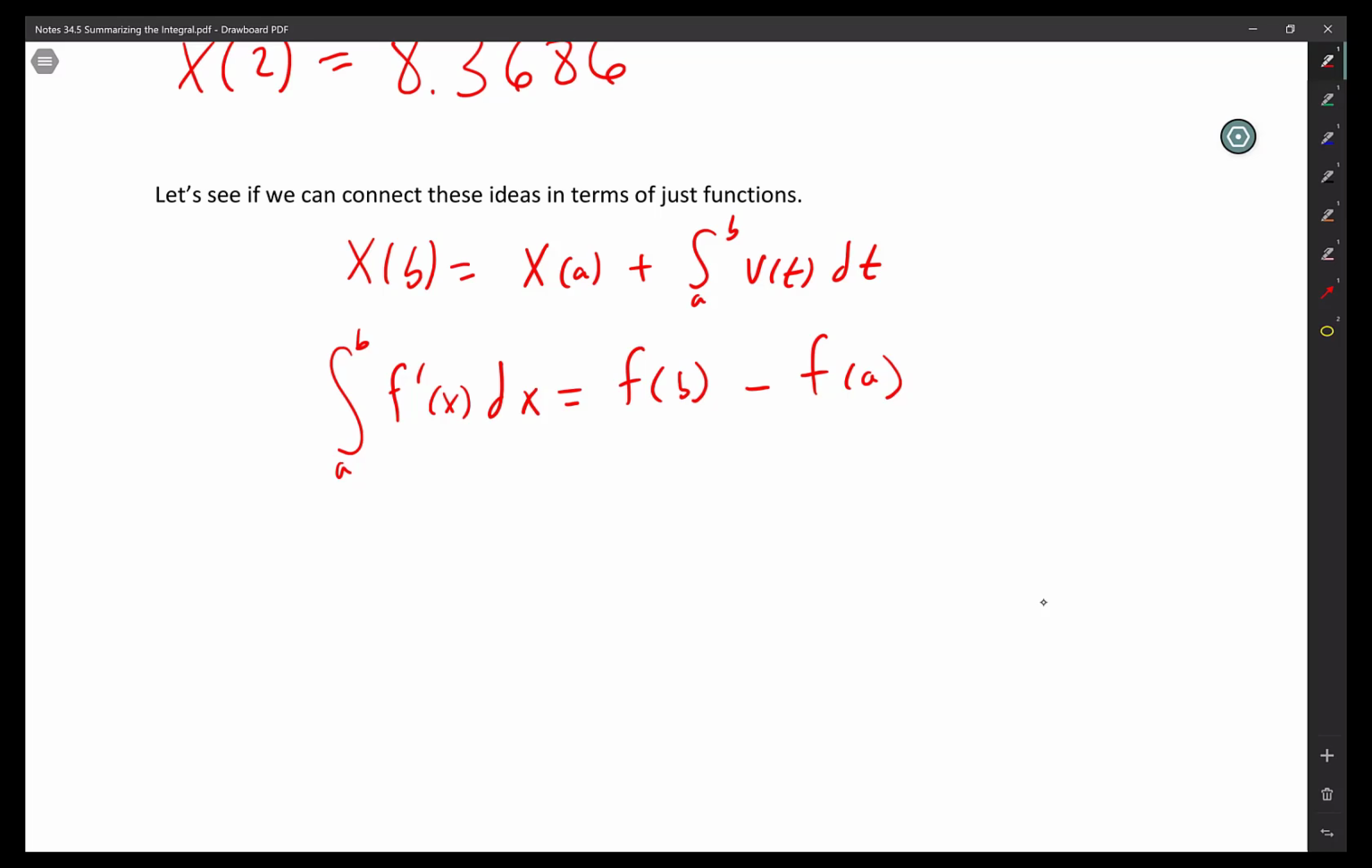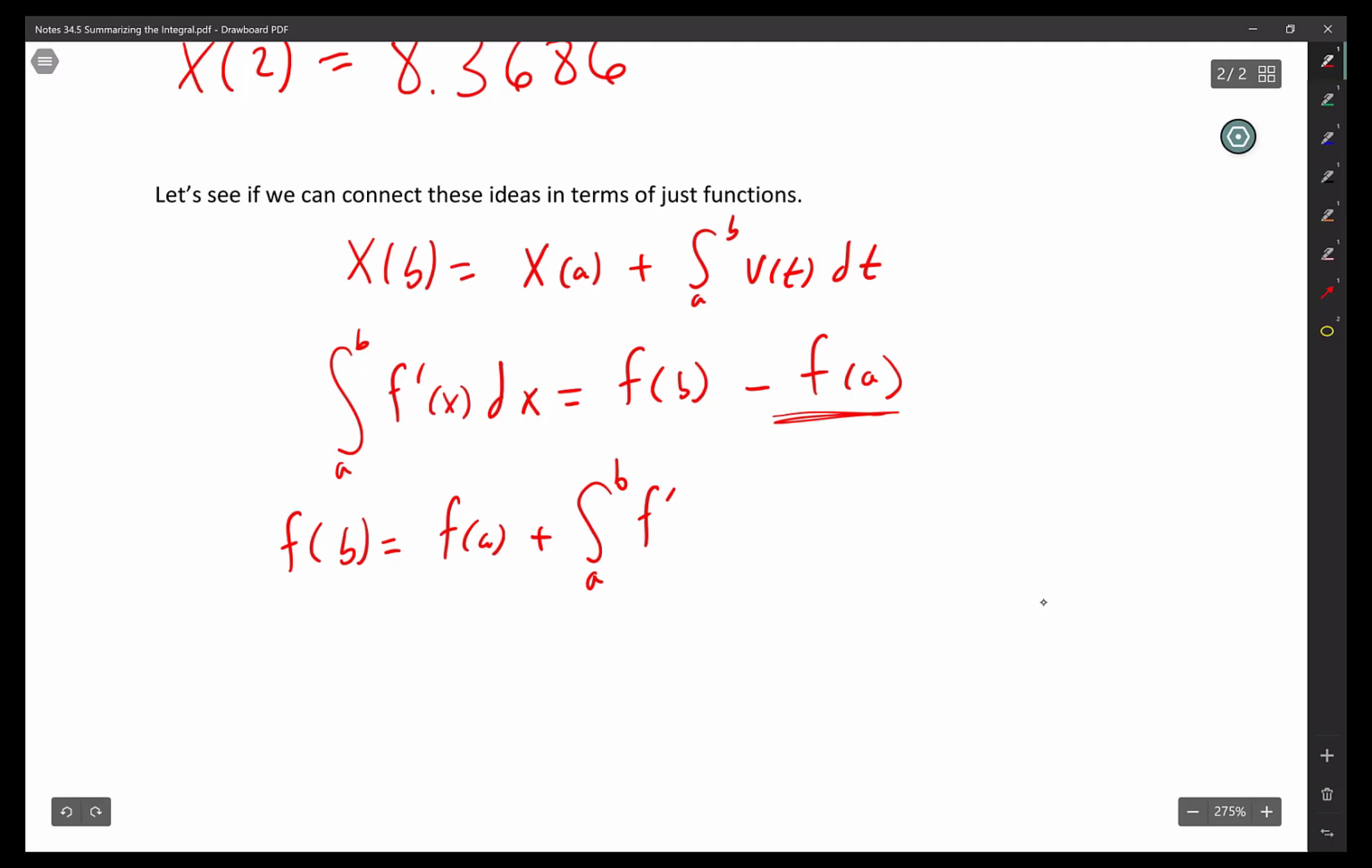I'm going to make this one look exactly like the one on the top. You can already see what I'm going to do. I'm going to move the f of a to the left, but then I'm going to write it on the right-hand side because I want the f of b on the left. So I'm going to rewrite this. I'm going to write f of b is equal to f of a plus integral from a to b of f prime of x dx.